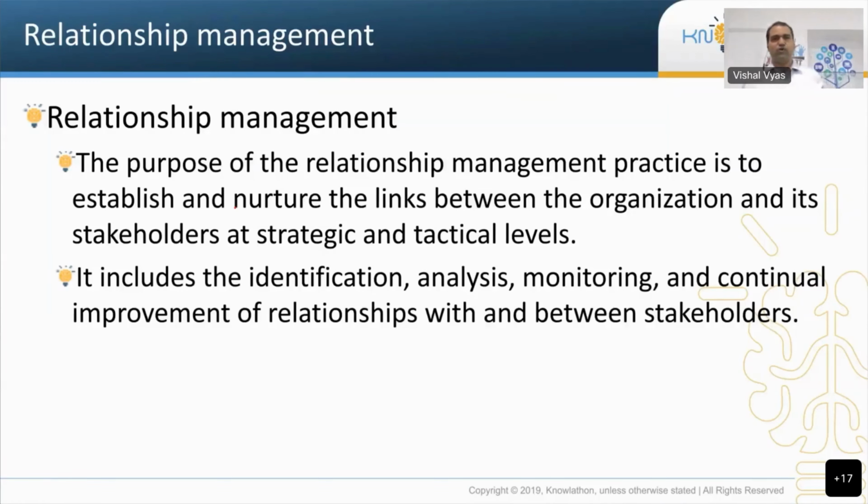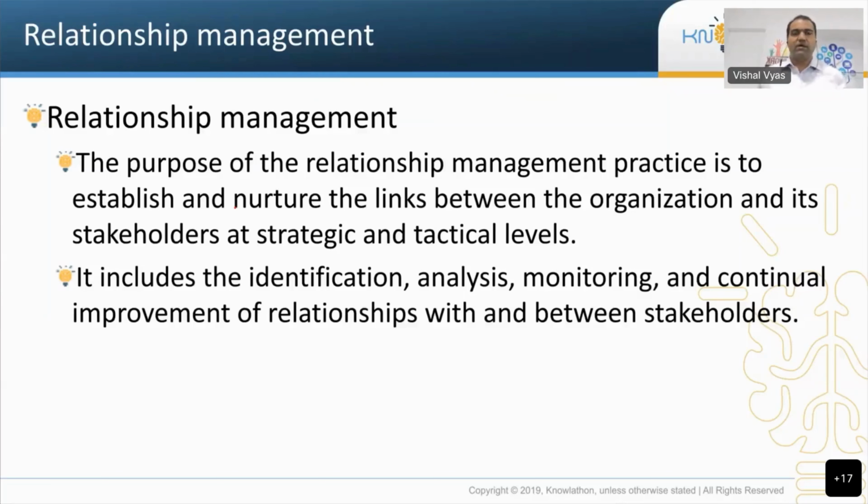Identification of who your important stakeholders are, analysis of the relationships, identifying opportunities to improve those relationships, and monitoring of those relationships at strategic and tactical level.